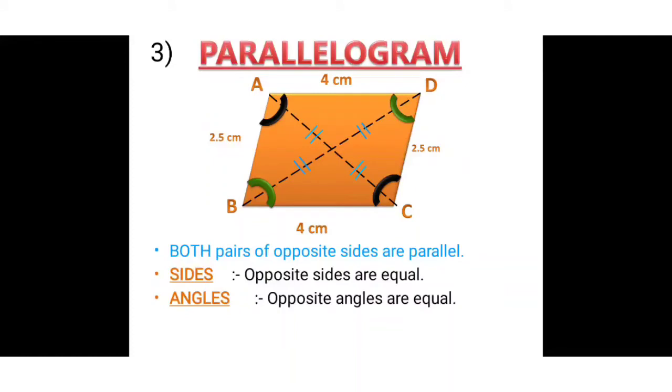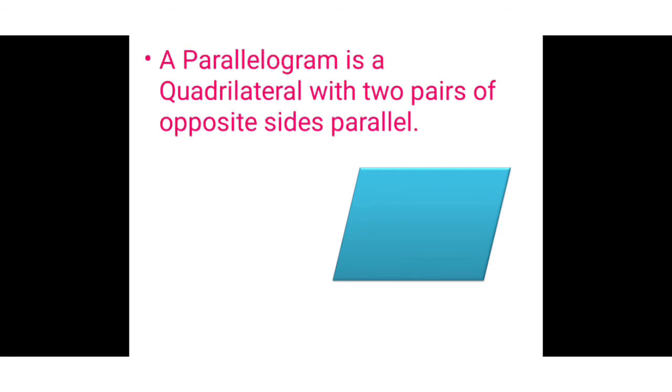Diagonals bisect each other. So we can define a parallelogram as a quadrilateral with two pairs of opposite sides parallel. So the opposite sides are parallel here.